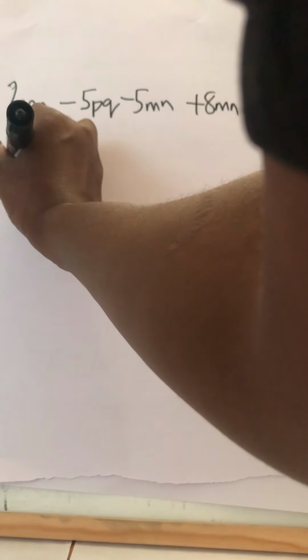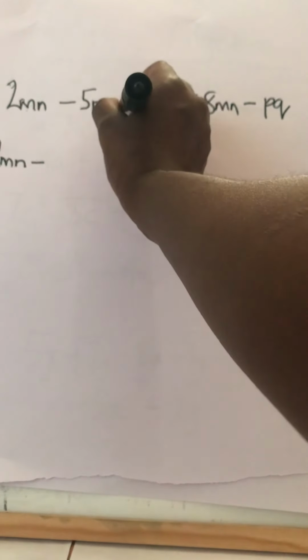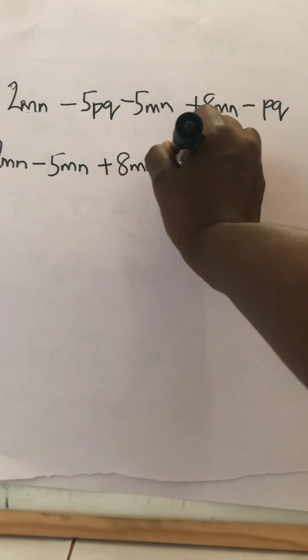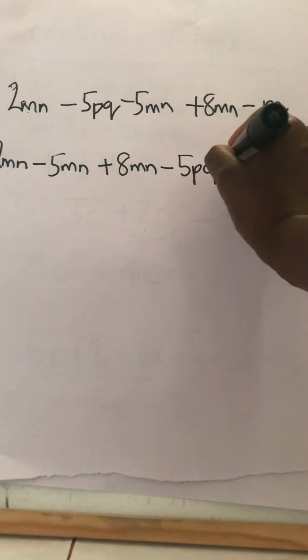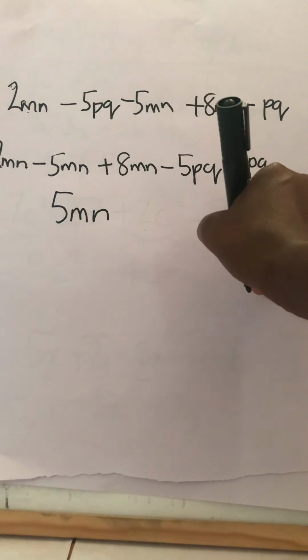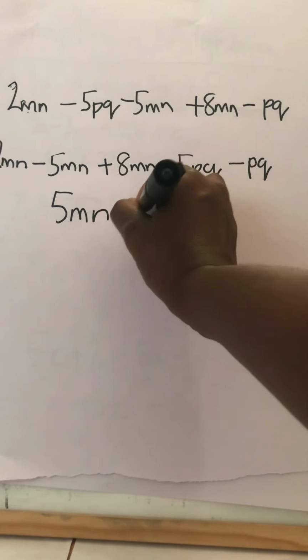I'm going to collect the like terms. I am actually going to write them down now. 2mn minus 5mn plus 8mn. Then I'm going to collect the term for the pq, which is minus, don't forget the sign, minus 5pq minus pq. 2mn minus 5mn will give me minus 3mn plus 8mn. I'm going to have 5mn minus 5pq minus pq. That will give me minus 6pq.